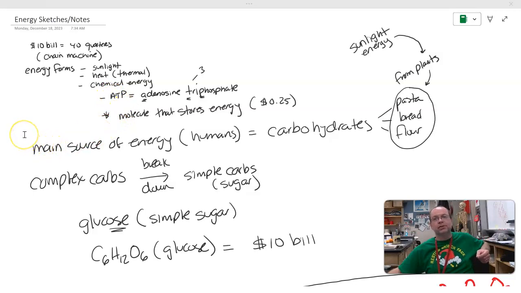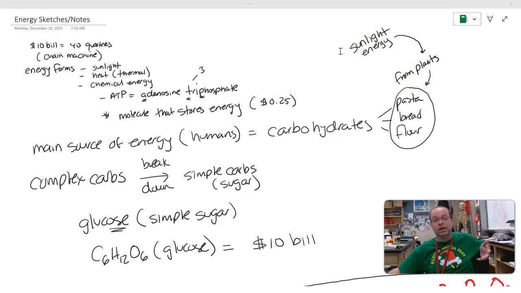So the main source of energy for animals, for humans, is carbohydrates. Yes, you can get energy from breaking down fats and proteins, but the primary source of energy for humans is carbs. And examples of carbs would be like pasta, bread, and flour. Now, all those come from plants, and plants make their own food from sunlight.